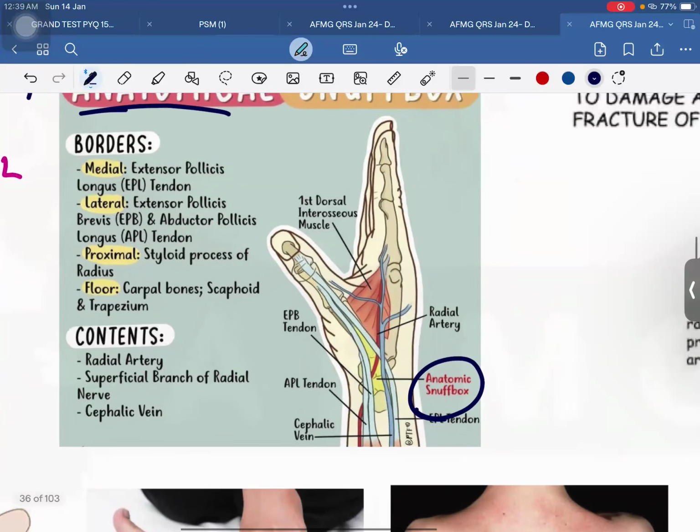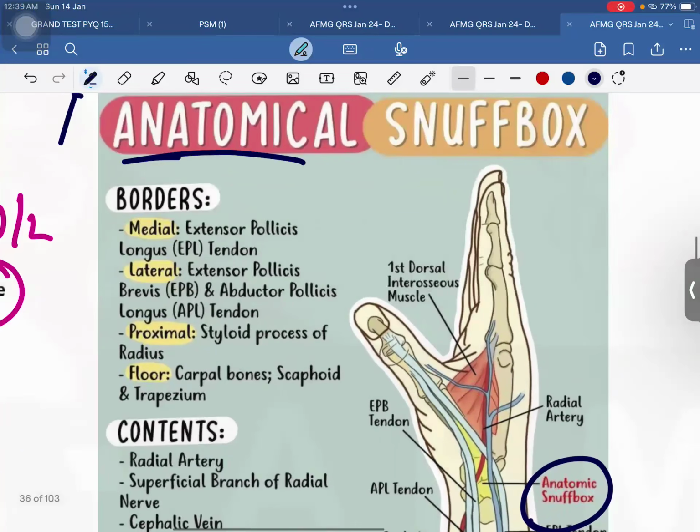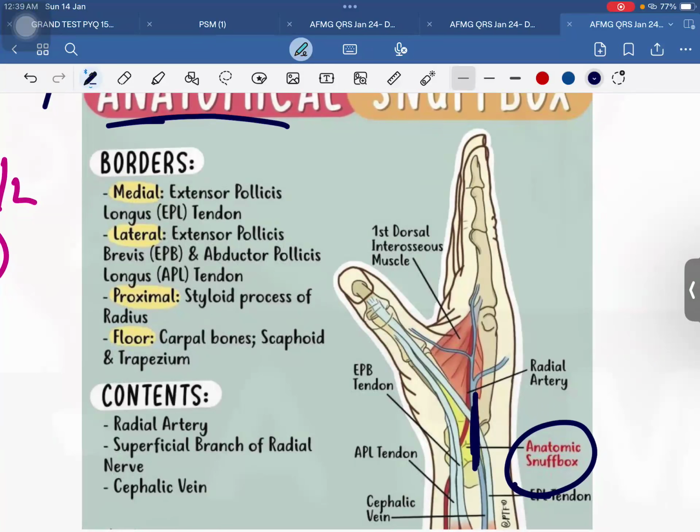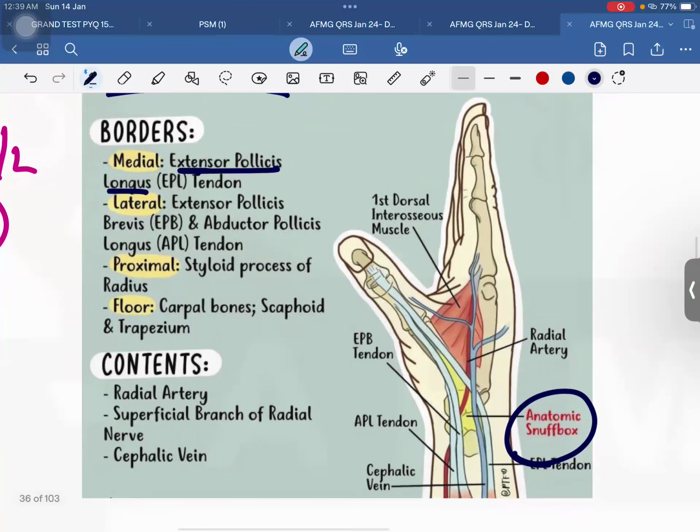Now, how to remember the borders of the anatomical snuff box? The medial border of the anatomical snuff box is formed by the extensor pollicis longus tendon, EPL. Yes, it is formed by the EPL, that is extensor pollicis longus tendon. The lateral border is formed by extensor pollicis brevis and the abductor pollicis longus tendon. How to easily remember that?